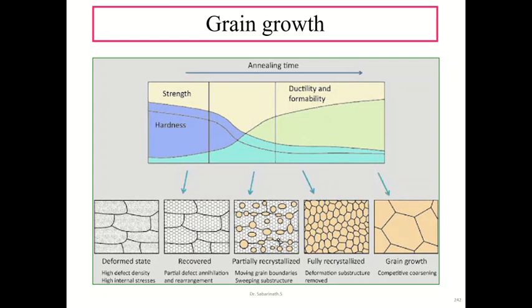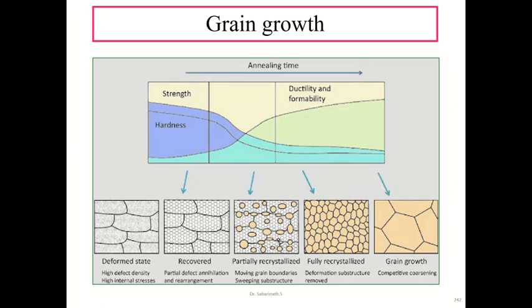Here we can see the changes in properties with the percentage of cold work and the annealing. The increase in annealing temperature leads to recovery and recrystallization, and maybe to grain growth, as I said. So there are 3 stages. During annealing, the strength and hardness decrease, resulting in an increase of ductility and also formability.